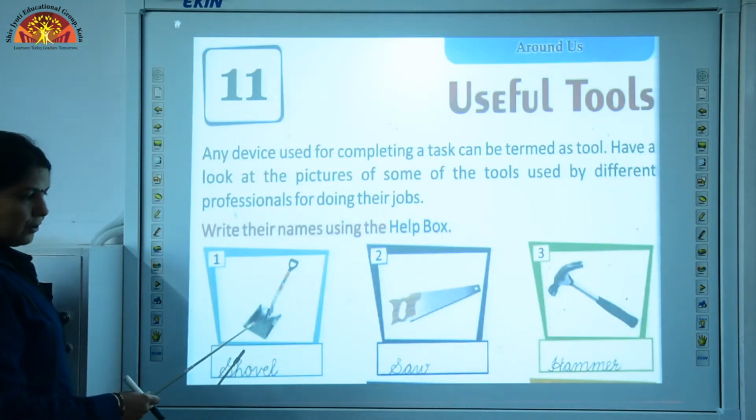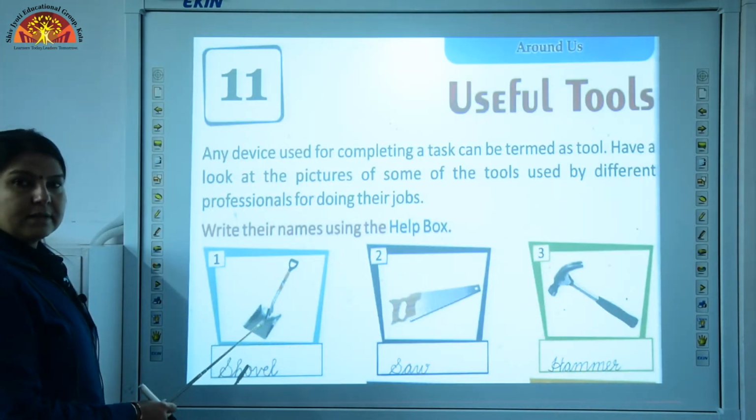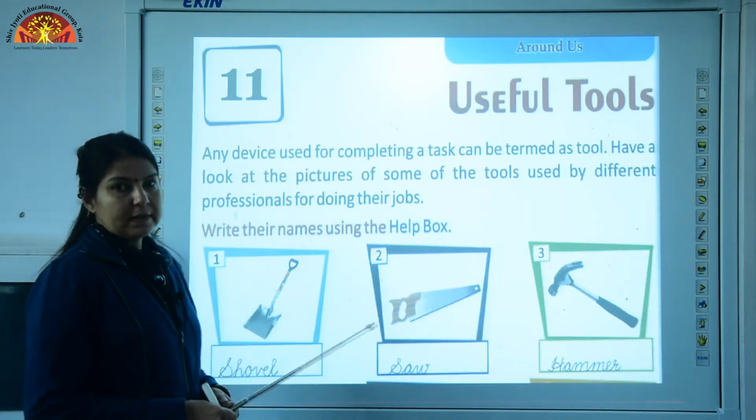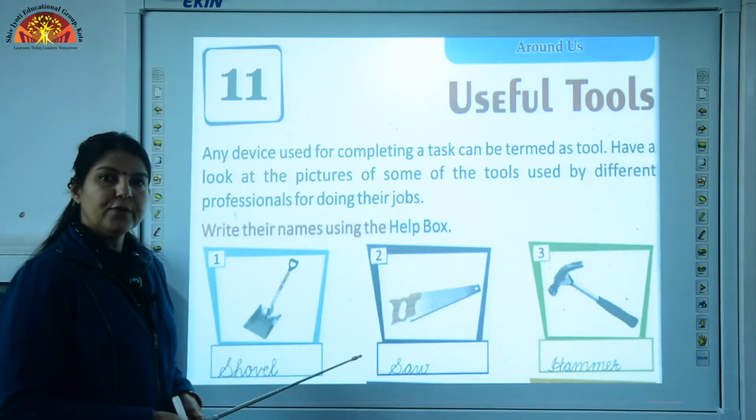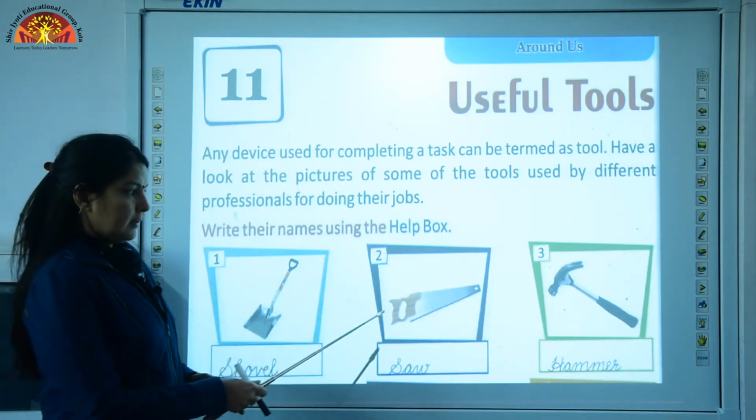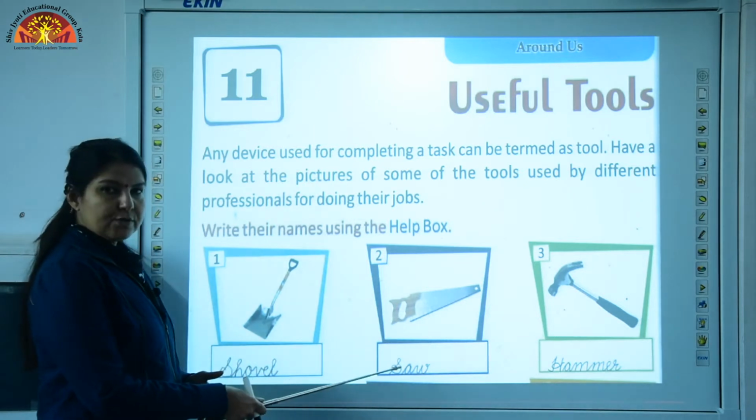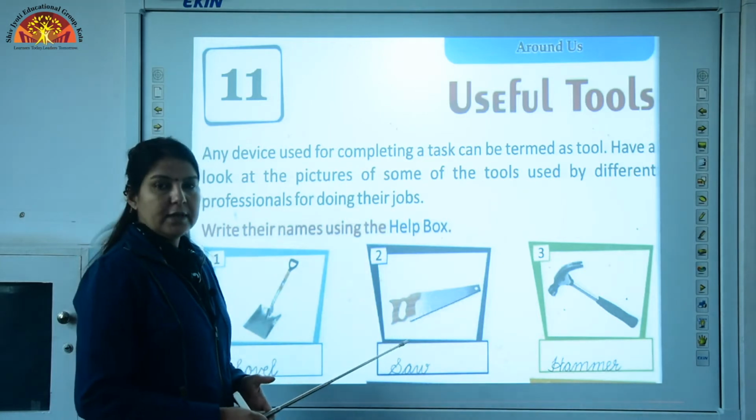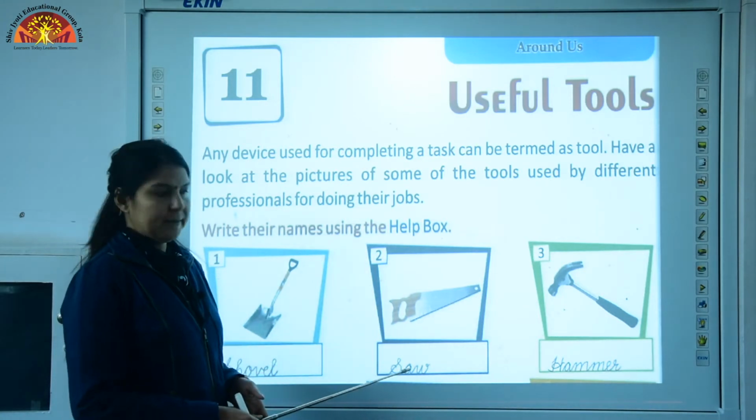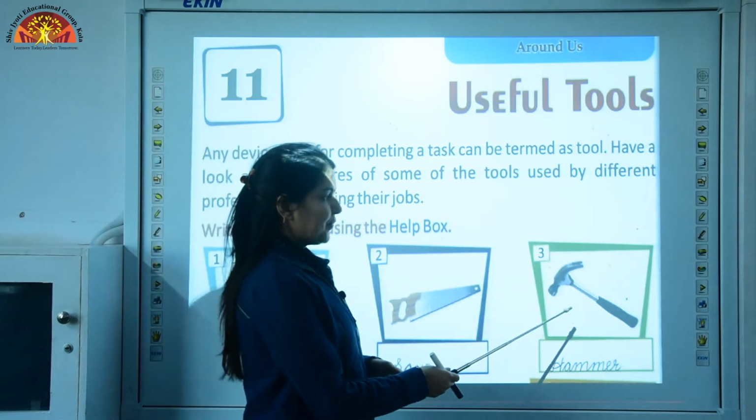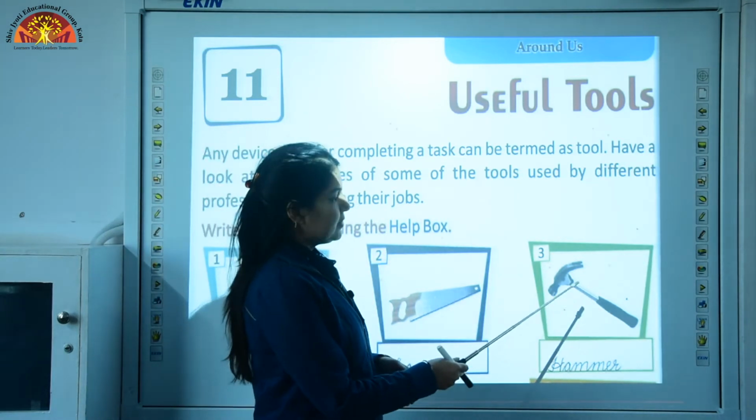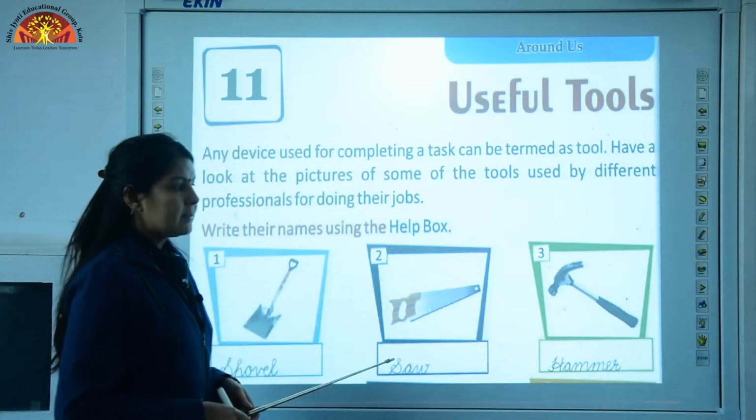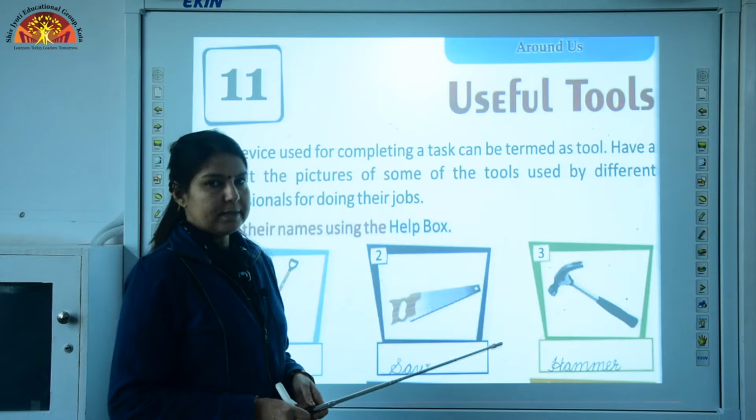This is a shovel. What is this? This is a shovel. Shovel is used for moving portion like snow, grains and sand from one place to another place. What is this? This is a saw. Saw is used for cutting hard substances like wood. It is mostly used by carpenters. What is this, children? This is a hammer. Hammer is used generally for carpentry, making cabinets, pulling out nails, etc.